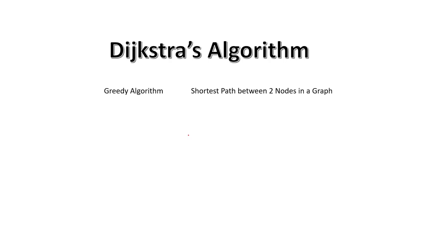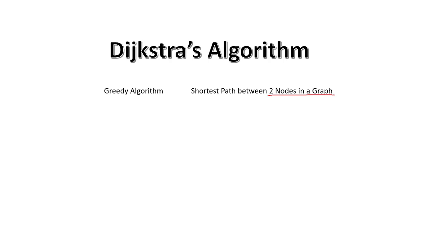So today we will learn about Dijkstra's algorithm. Dijkstra is basically a greedy algorithm where at each step we will choose that option among the many options which will give us maximum profit, and Dijkstra is generally used to find the shortest path between two nodes in a graph.